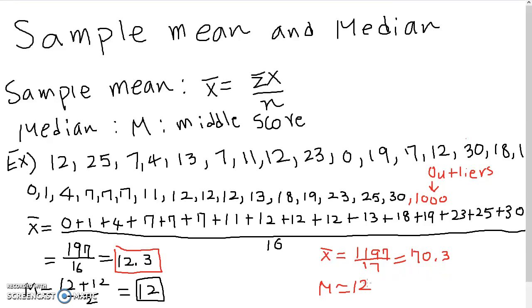Just remember that for the sample mean, you're finding the average, so you add them all up and divide by the number of elements. For the median, you're finding the middle score. If you have an odd number of scores, you just select the middle one. If you have an even number of elements, you go to the two middle ones, then average them. And if you have outliers, your sample mean is very sensitive to them, and the value is going to move toward the outliers. The sample median is very resistant to outliers. It's not going to change that much.